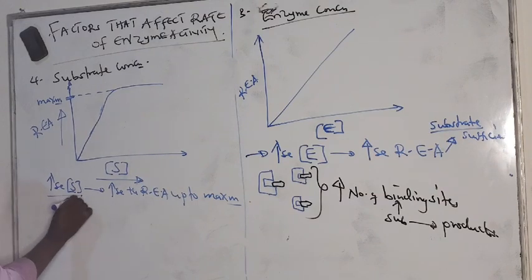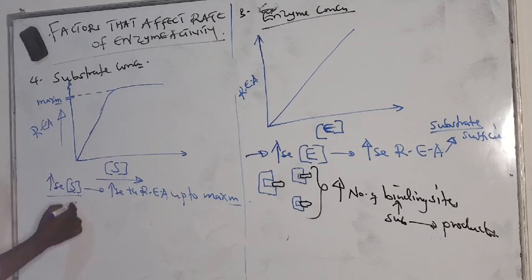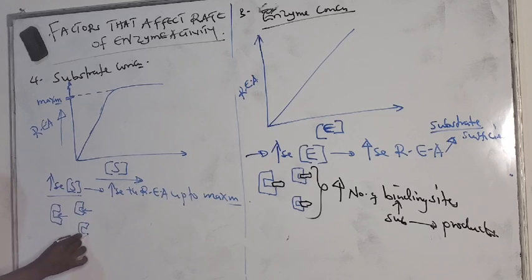So when you increase substrate concentration, what happens? Remember you have enzymes available, so more substrates will come and bind to the active sites of enzymes, and when they bind, they will easily form products.